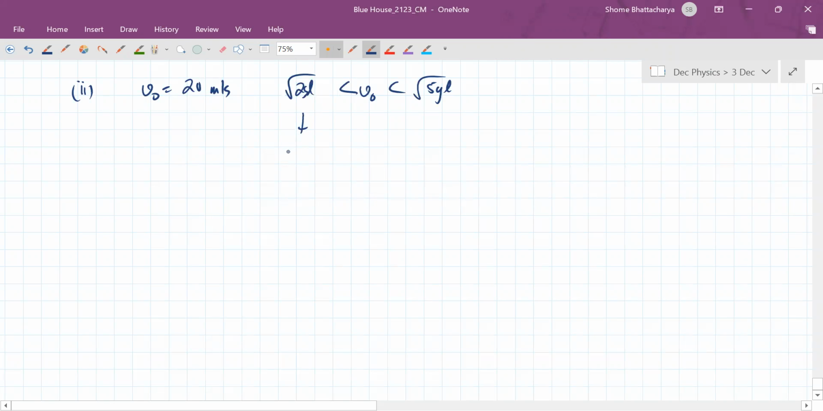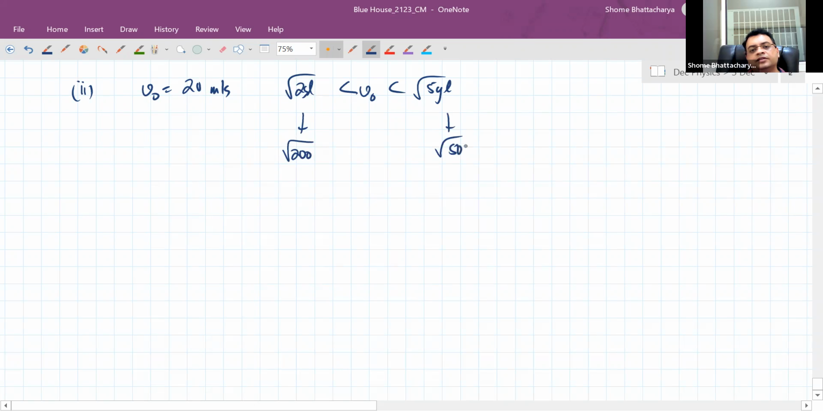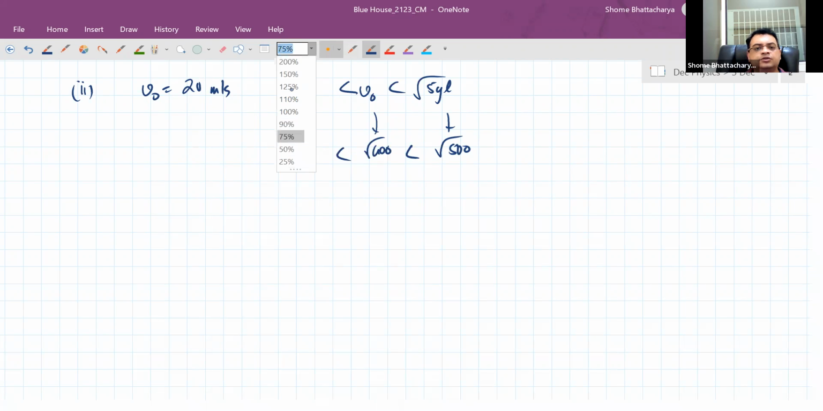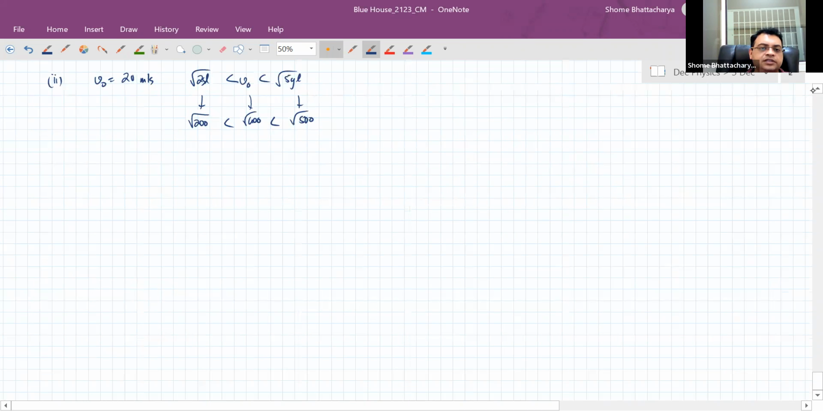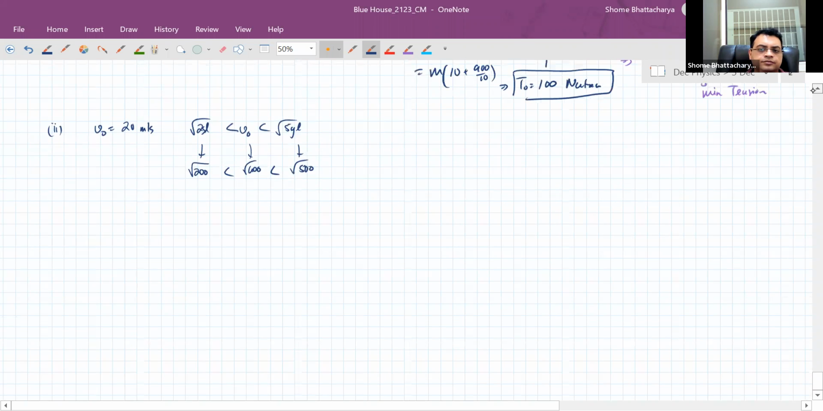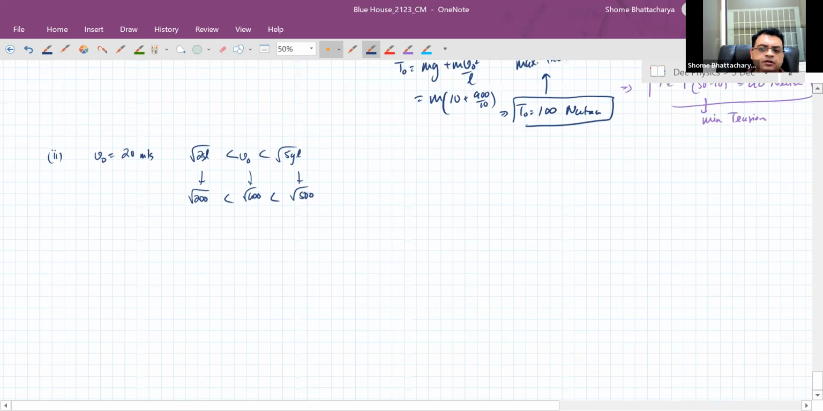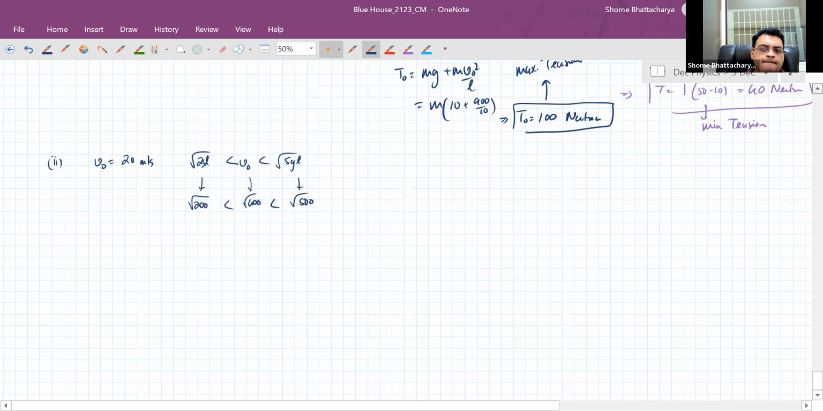Sir, can you scroll up, please? Yeah, this is square root 200 and this is square root 500, whereas this is square root of 400. So it's in between these two. That's also an easy way you can compare. Just square the velocity and compare it with 5 GL and 2 GL. Yeah, this part.